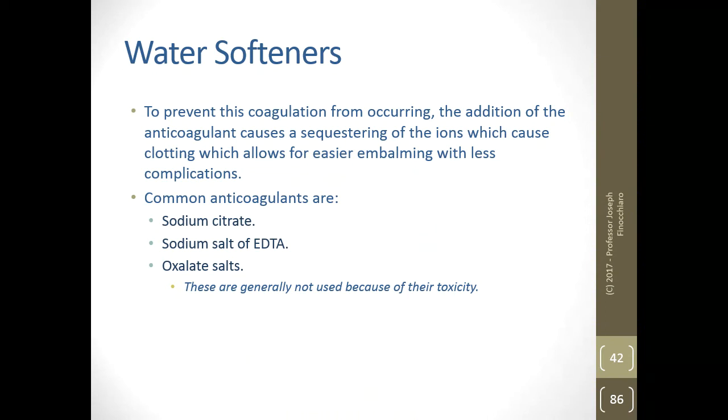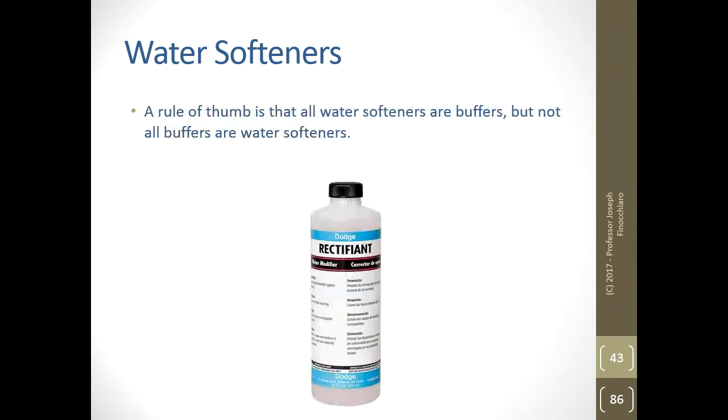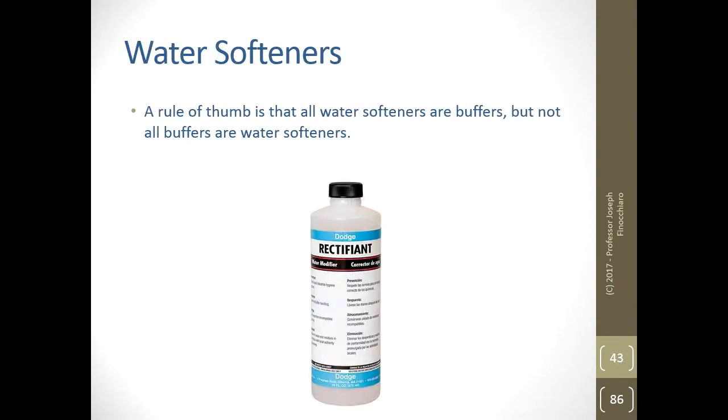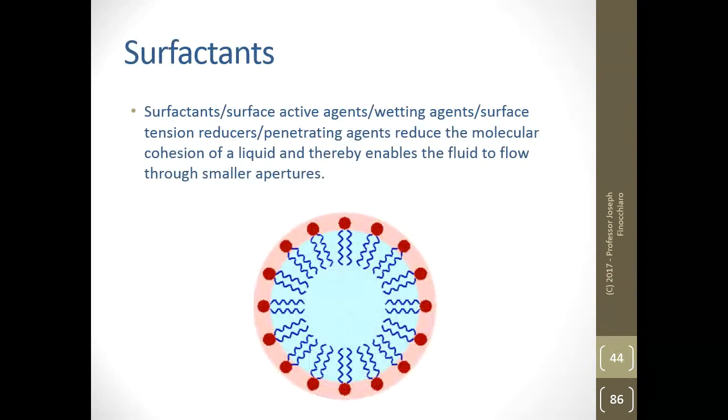So some common anticoagulants are sodium citrate, sodium salt of EDTA, and oxalate salts. And oxalate salts are generally not used because of their toxicity. There might be a couple of compounds that are still used because of absolute necessity. It's like, hey, we don't put asbestos in homes because of what it does, but there are some places where asbestos is the best decision for fire prevention. A rule of thumb is that all water softeners are buffers, but not all buffers are water softeners. And what I mean by that is, go back and look at the list, and you're going to see that just about everything that was a buffer is a water softener.